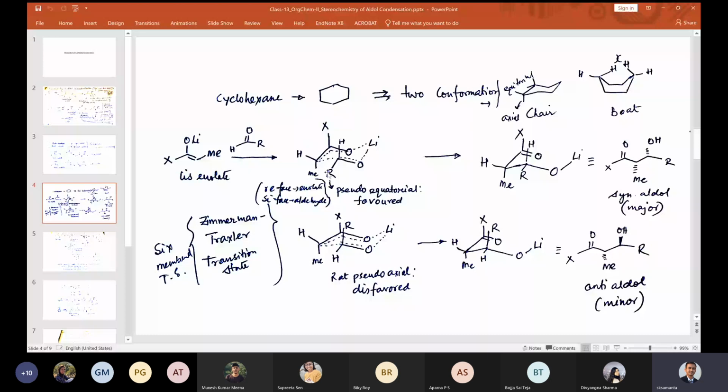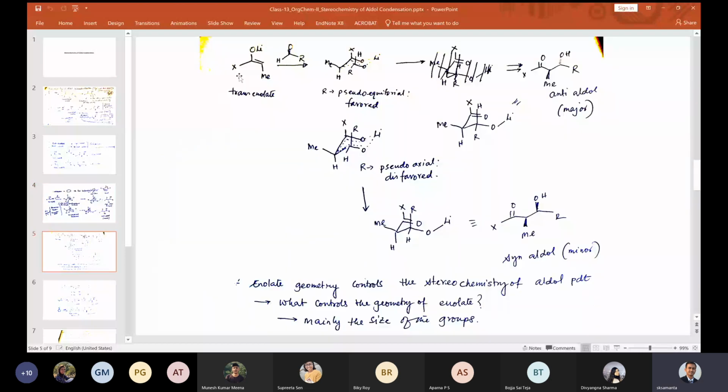This kind of transition state is called the Zimmerman-Traxler transition state. This transition state is very interesting, because of it you can easily say which product will be your major product. For example, in this case, this one is your major product. From cis, you get syn.